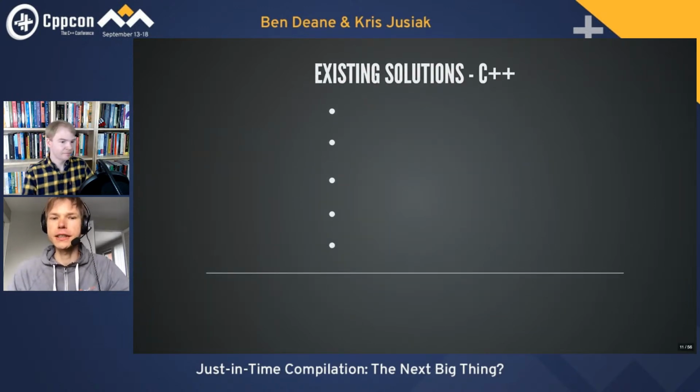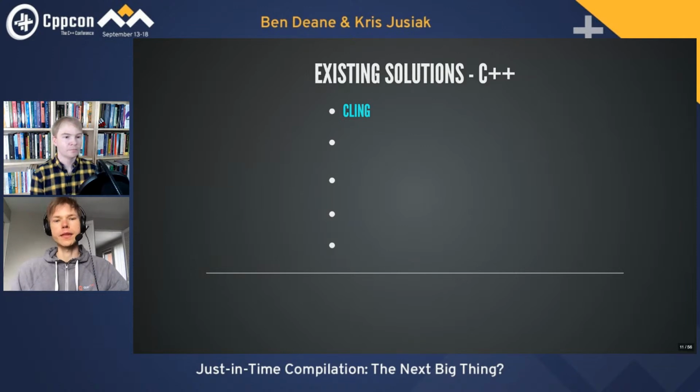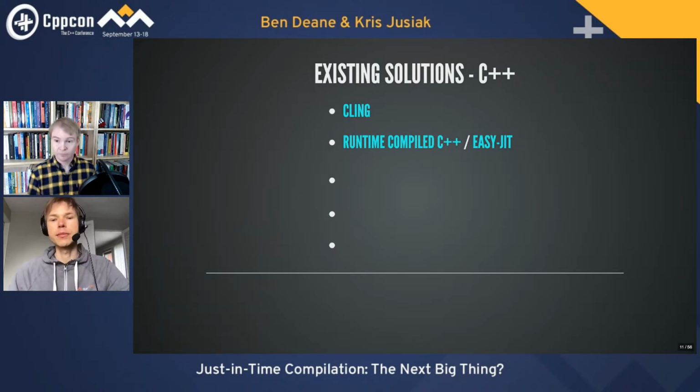C++ is not new either. So there are a lot of solutions which already exist in C++ for JITing. We'll take a look into a few of them, and we'll focus on one, which we'll dig into way more. So there's Cling, which we'll cover in a second. There are Runtime Compiled C++ and EasyJit, which are leveraging generated code as well as hot reloading of the shared libraries and compiling it under the hood with the GCC or Clang compiler. We won't be covering those.